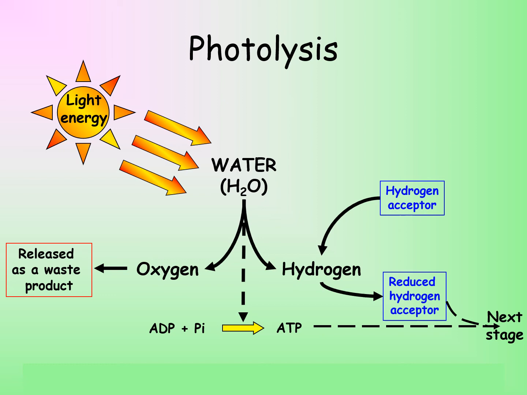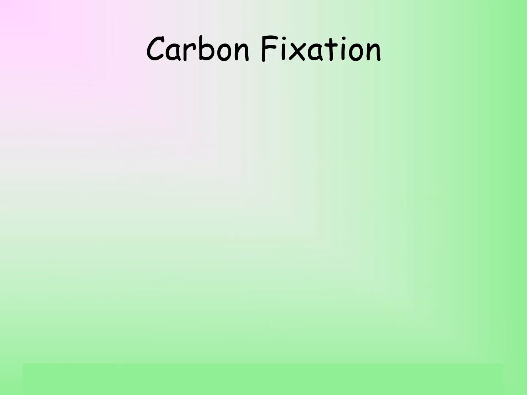But I can't make glucose without energy. So I take some of that light energy and I use that to add a phosphate onto ADP. Remember, ADP is A2Ps. I want to use the light energy to add another phosphate on to make ATP. And that's the high energy molecule that I can use to do jobs. For example, make glucose sugar. So let's have a look at the next stage.